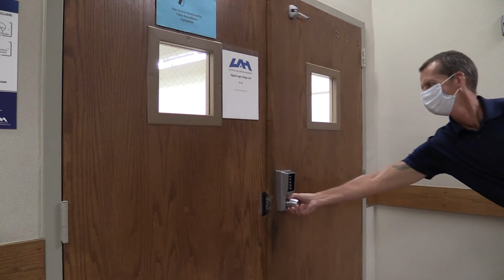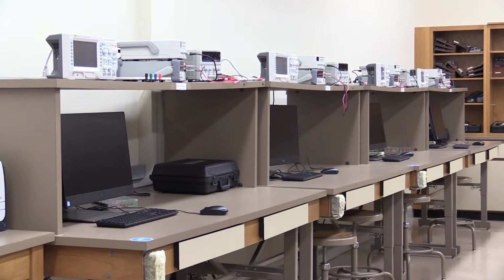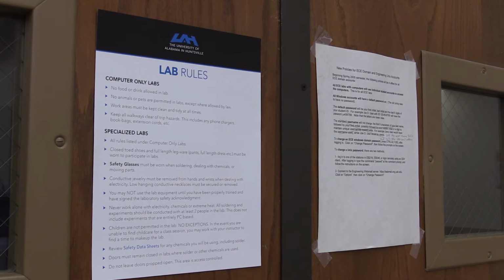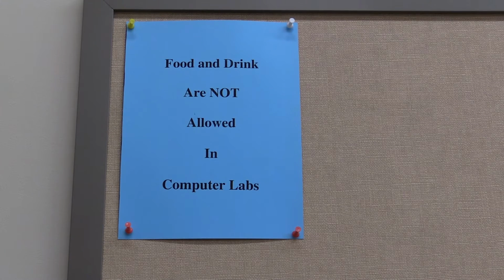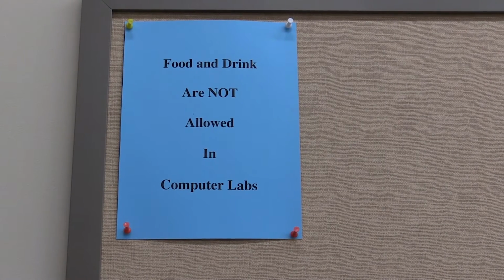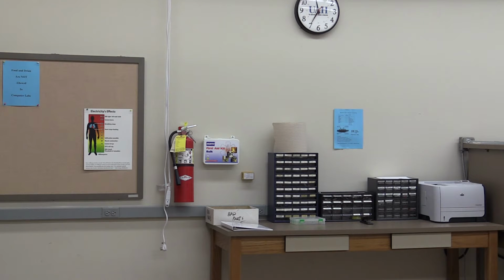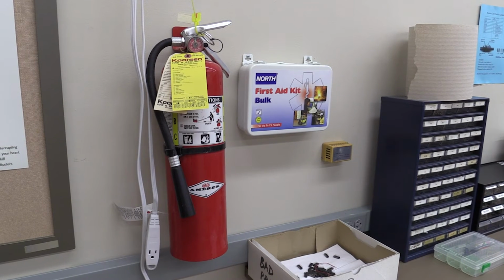This is a closed lab, and students are only allowed to work when a graduate teaching assistant is present. Here at the entrance, notice there are signs that inform students about general room policies, including that eating and drinking are not allowed, general information about campus and laboratory emergency procedures, and electrical safety. The lab includes a first aid kit and fire extinguisher.